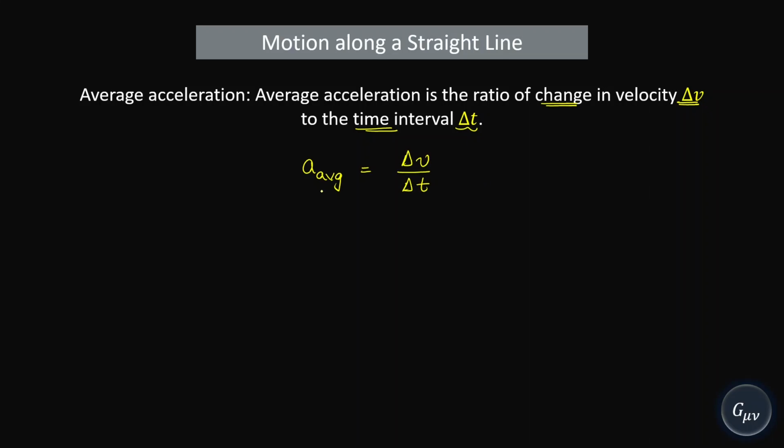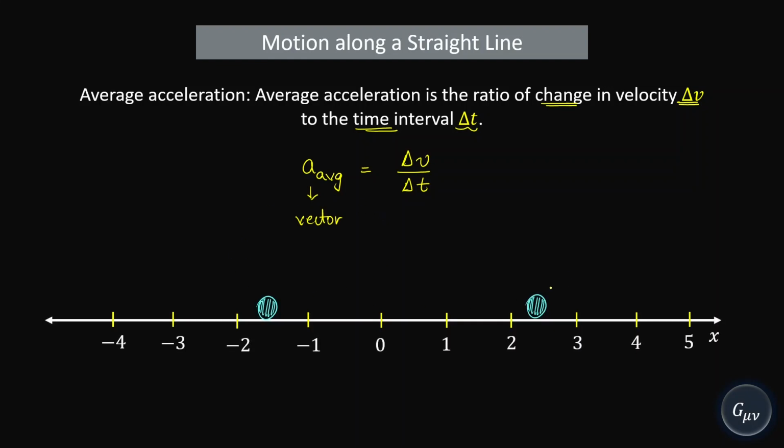Here, the quantity a_avg is a vector quantity. Now, the algebraic sign indicates the direction of average acceleration. If the sign is positive, it means that the average acceleration of the particle is in the positive x direction. And if the sign is negative, that means that the average acceleration is in the negative x direction.